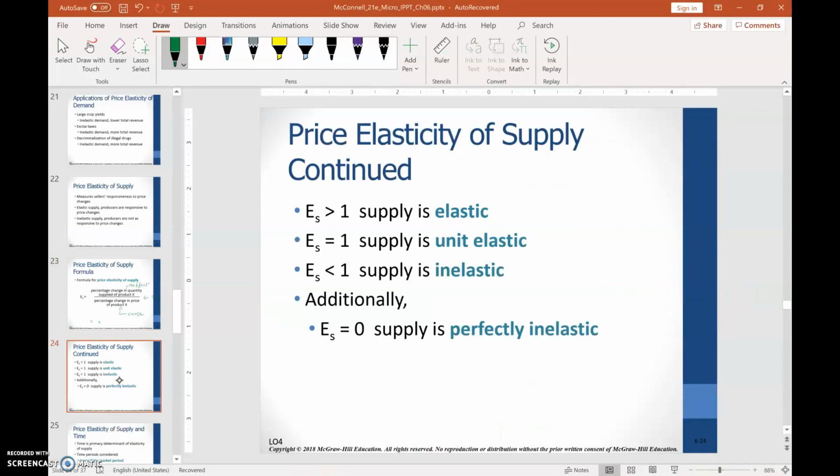So over here you see, because the elasticity of supply in our example was less than 1, we said supply is inelastic. It can be greater than 1, it can also be equal to 1. I will talk about equal to 0 in the next slide.